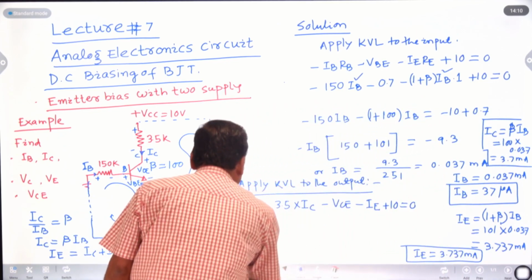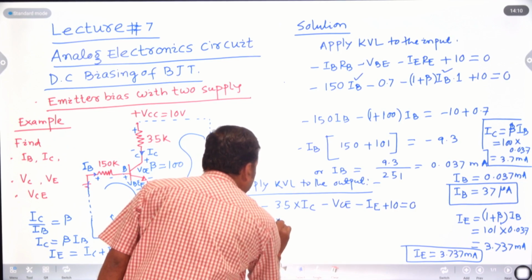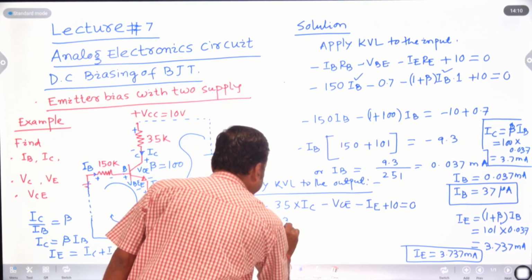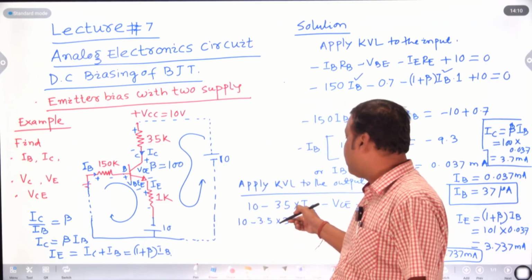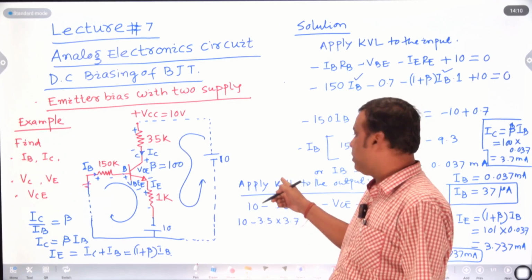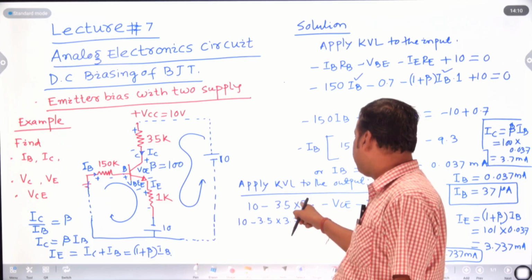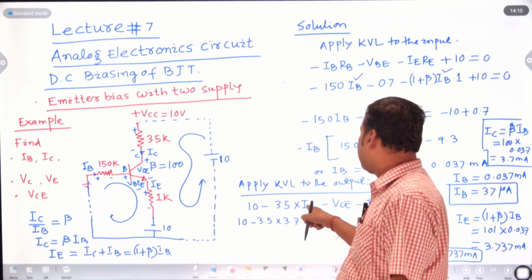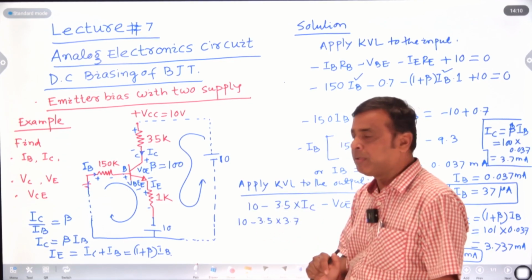So that's why this is your 10 minus 3.5 into 3.7. Always remember, IC is in milliampere, 10 to the power minus 3, and 3.5 is in kilo ohm, 10 to the power plus 3. 10 to the power plus 3 into 10 to the power minus 3 becomes 1. So it is the same, only multiplying 3.5 into 3.7.